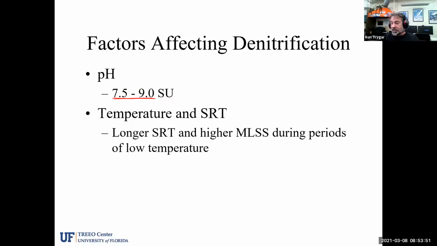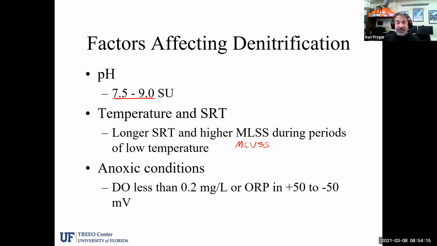The temperature and sludge age: we do know that colder temperatures tend to take longer for bacterial biochemical reactions to occur. So the temperature has a direct impact on our sludge ages. So we generally run higher mixed liquors and higher MLVSS during times when temperatures are low. And we also want to make sure that we have anoxic conditions. We certainly do not want DO in these anoxic basins because they're supposed to be not oxic. So we want less than 0.2. We want 0.00 if we can get it.